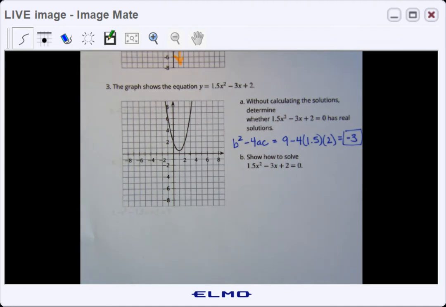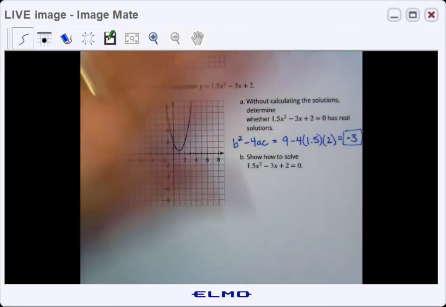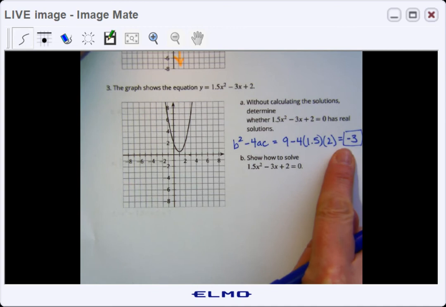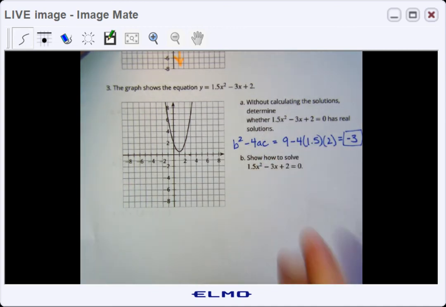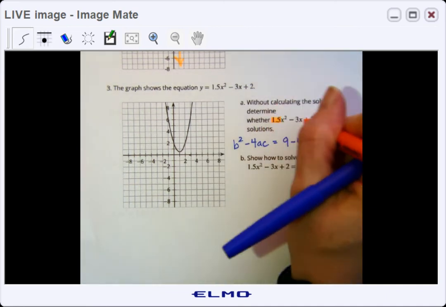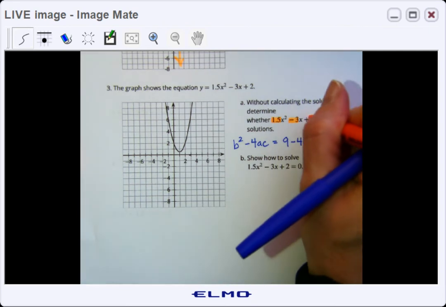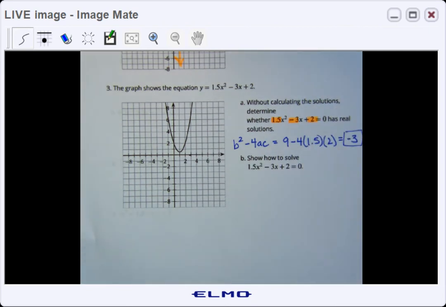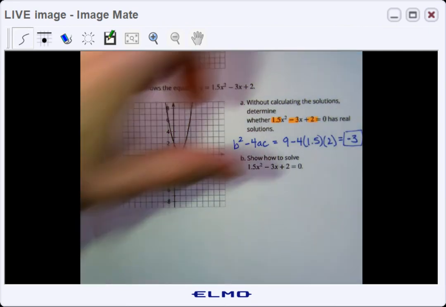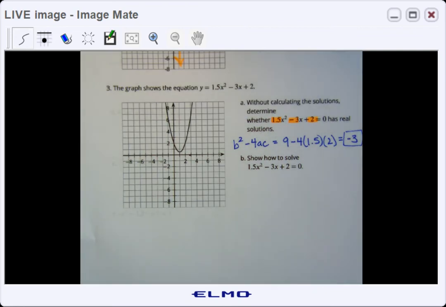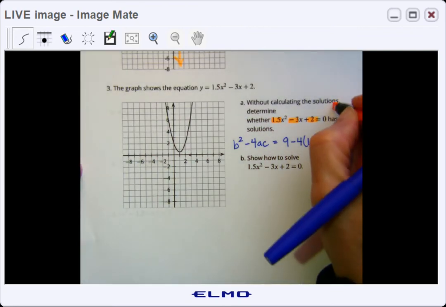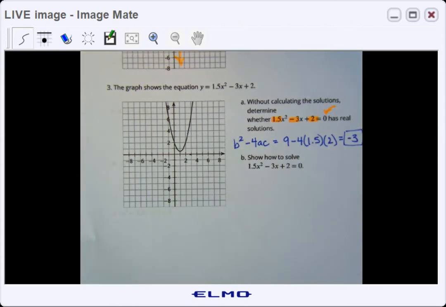And then if I'm going to actually solve it, I'll use the quadratic formula. And then the nice thing is I've already calculated the discriminant. So looking back at the equation, I can see A is 1.5, B is negative 3, and C is 2. And I can go ahead and define those values because we have a 0 over here. So if this was any other number, I'd have to add or subtract to make it a 0 first.